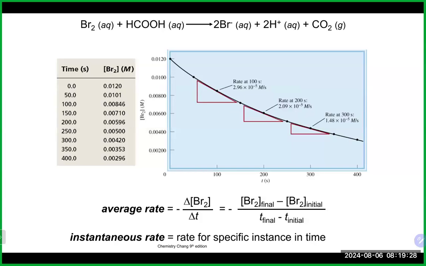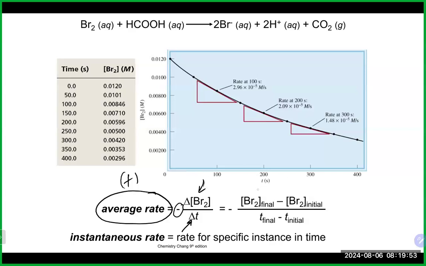But as a whole, when you take the average rate, you get basically an idea of overall how things are changing with time. So if we were going to calculate the average rate here of our Br2, again, we would have our negative because it's a reactant, change in concentration of Br2 over the change in time. And once again, this average rate is typically, as I mentioned, a positive number.